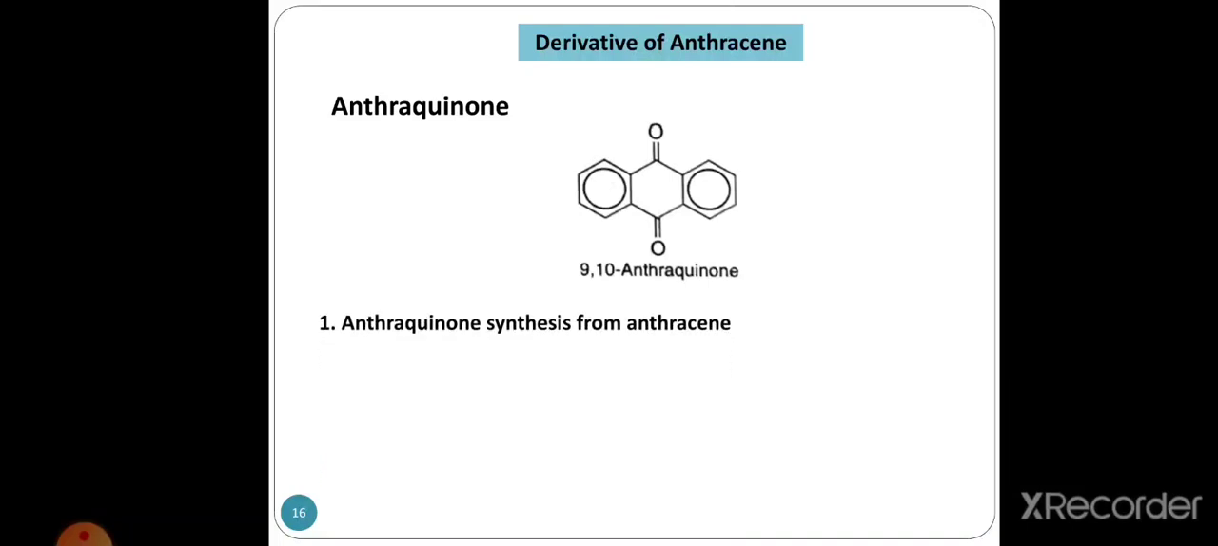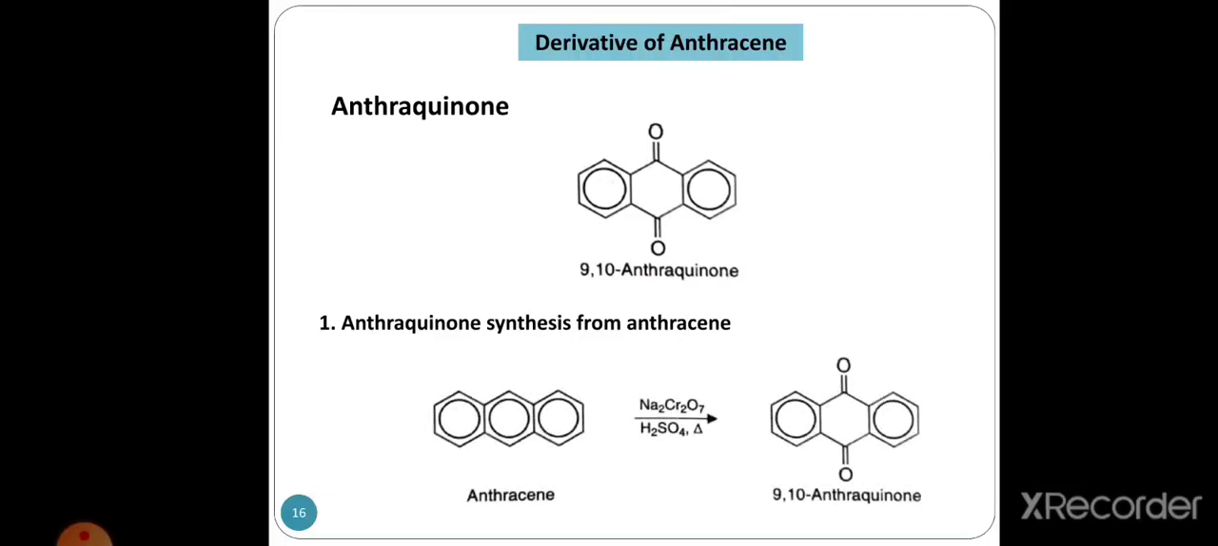First one, it can be synthesized from anthracene. Here is the scheme. When anthracene is oxidized with sodium dichromate and sulfuric acid or air in the presence of vanadium pentoxide at about 400 degrees centigrade, anthraquinone is obtained as the product.